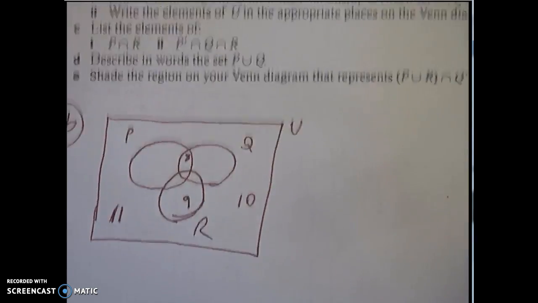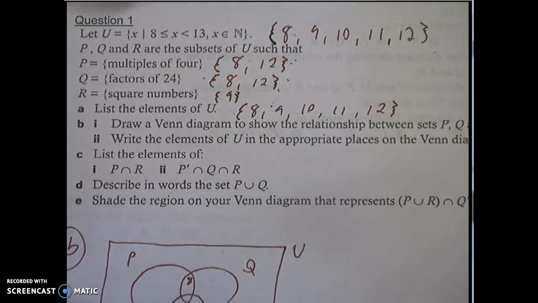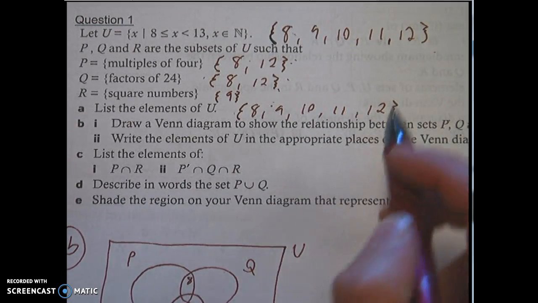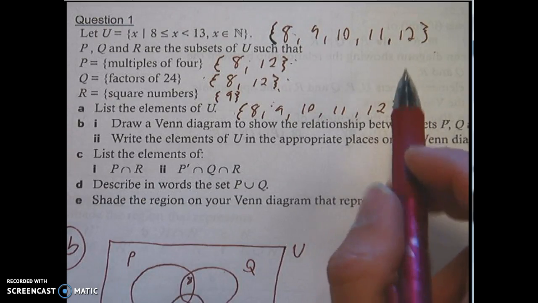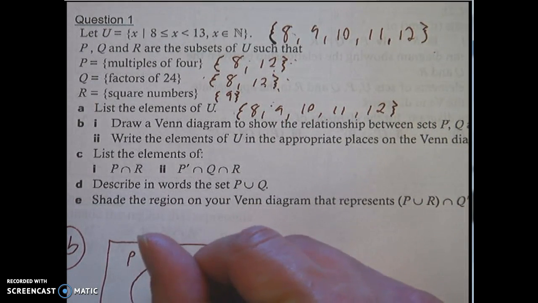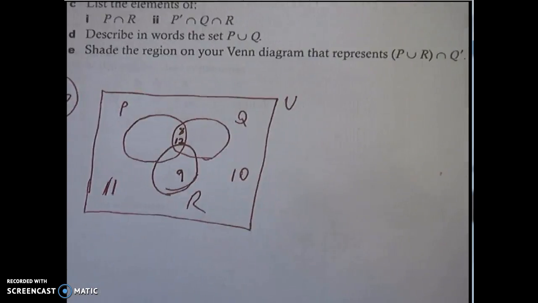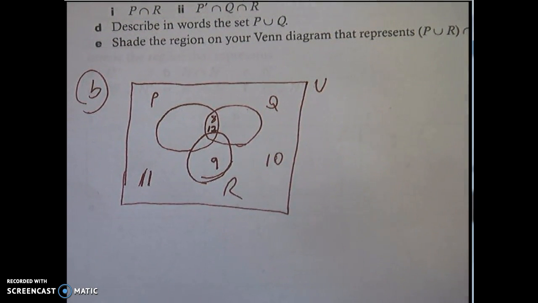The last number in the universe is 12, and 12 belongs right, let's see here. I see it in P and in Q, so I'm going to write that 12 right there. So there they are, 8, 9, 10, 11, and 12. That's all of them. And there's my Venn diagram, part B.